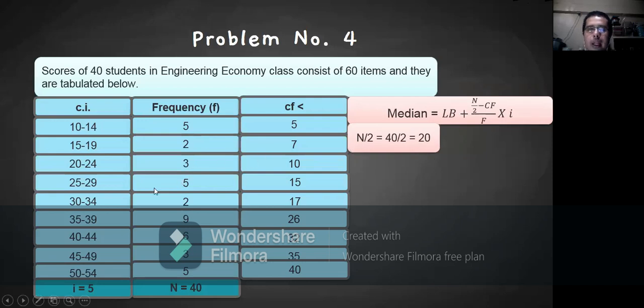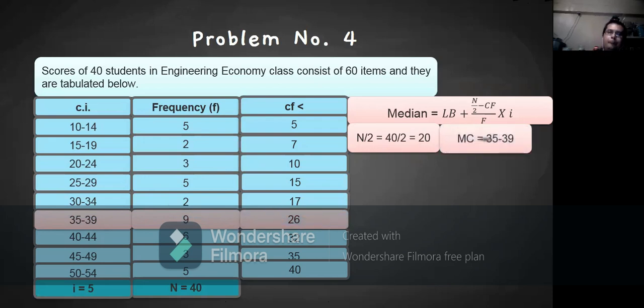So where can we find the 20 in our cumulative frequency? It's in 35 to 39, since the cumulative frequency before it is 17 and that class reaches 26, so that's where 20 is. So here is the median class, which is 35 to 39.